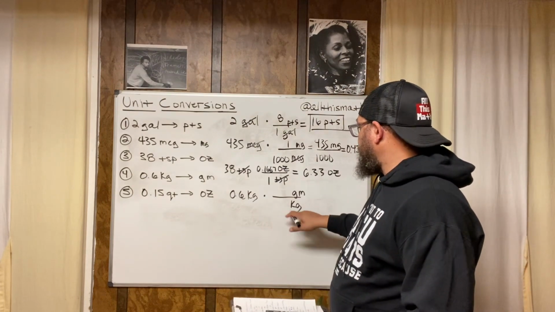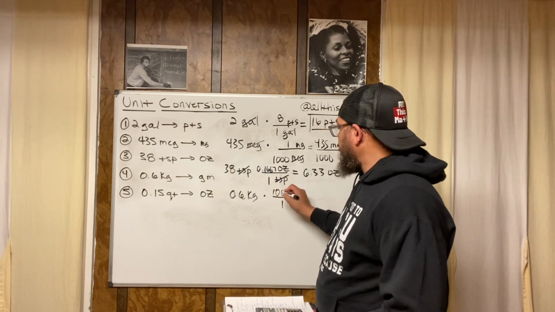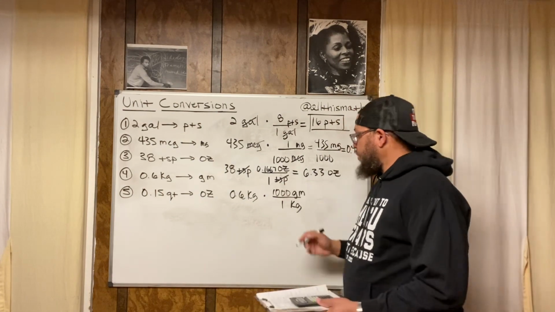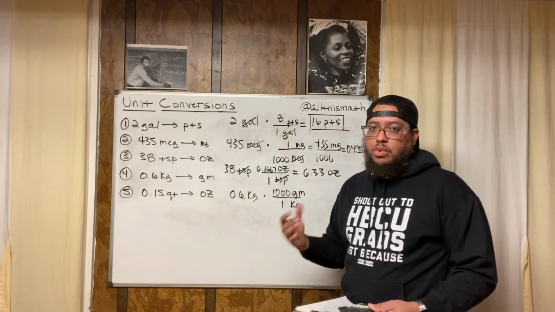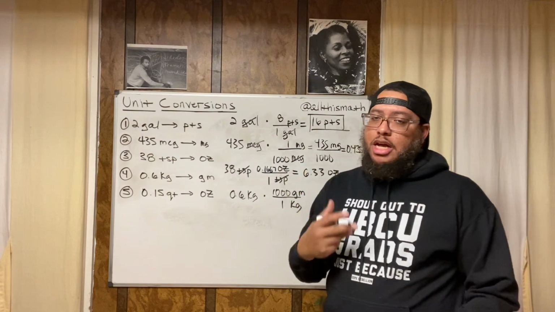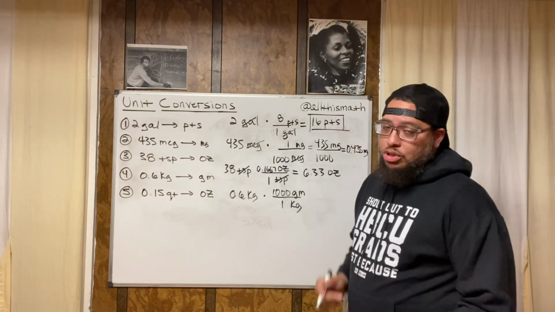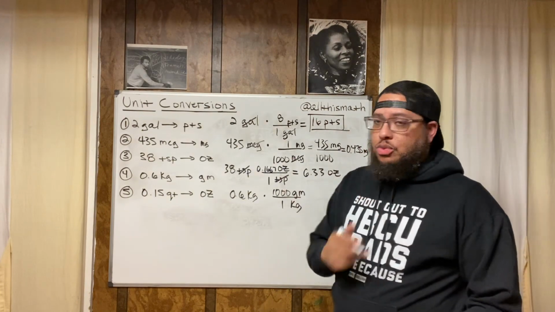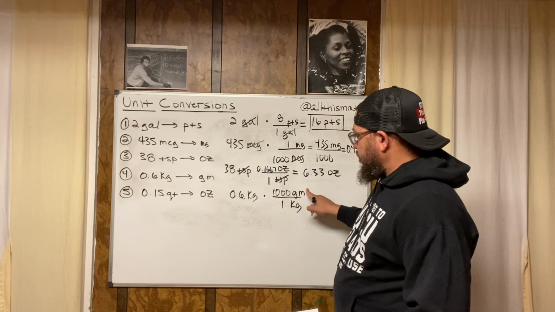What's the relationship between kilograms and grams? 1 kilogram is the same thing as 1,000 grams, because the prefix kilo means 1,000. When I repeat something a bunch of times in this video, that's your hint that you need to write it down in your notes. So make sure you write that down. The prefix kilo means 1,000. So 1 kilogram is equal to 1,000 grams.